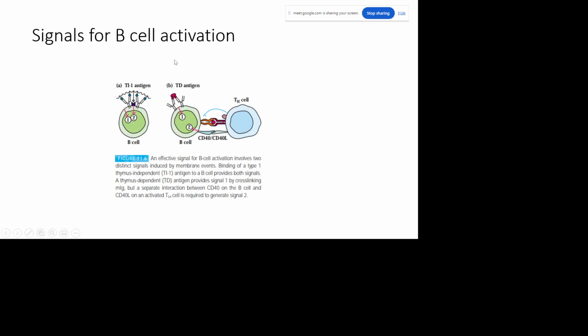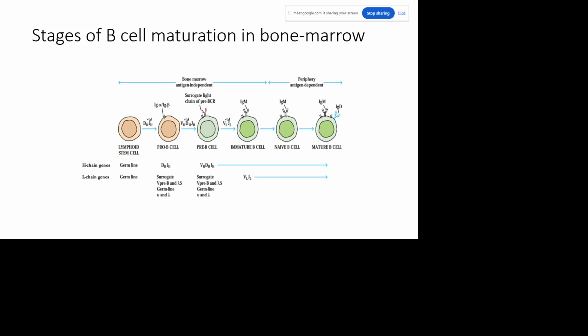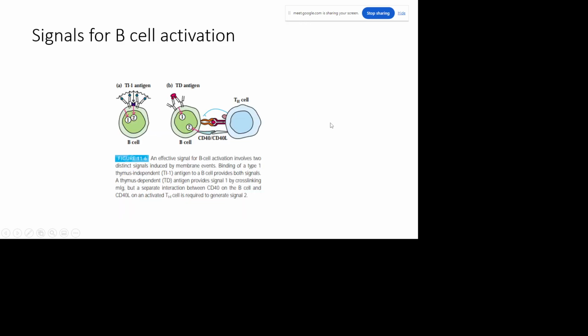So now the signals for B cell activation. Till now we saw that in the bone marrow the B cells undergo gene rearrangement, from the lymphoid stem cell to pro B cell, and it will finally convert into an immature B cell, right? So now this immature B cell has to encounter antigen in the lymphoid organ, and it will convert into the mature B cell. So how does this activation occur?